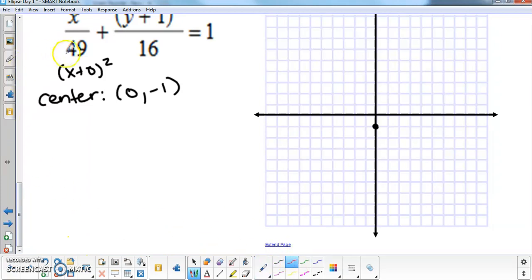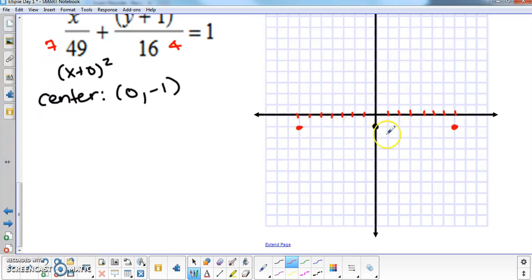And then to find our vertices and co-vertices, we have to square root both of these numbers in our denominator here. The square root of 49 is 7, and the square root of 16 is 4. Okay? The 7, the 49, the larger number is underneath the x. So that means I'm going horizontally 7 from my center. So 1, 2, 3, 4, 5, 6, 7. And 1, 2, 3, 4, 5, 6, 7.